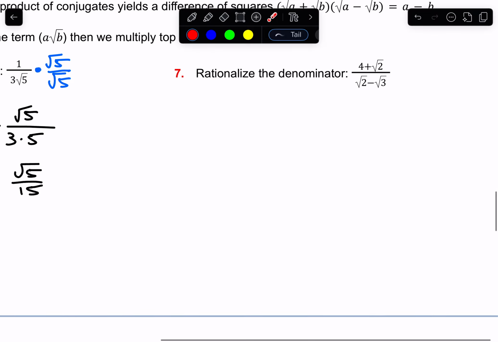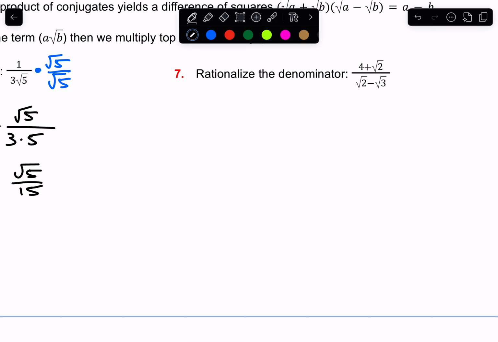All right, number 7 is a little bit more work. We have 4 plus square root 2 over square root 2 minus square root 3. We have to multiply top and bottom by the conjugate of the denominator, which is root 2 plus root 3. Okay, we change the minus to be a plus, and we multiply that by that on top and bottom. In the numerator, we have to actually distribute out all these terms. So I'm going to multiply 4 times square root 2 and square root 3, and then multiply square root 2 times square root 2 and square root 3.